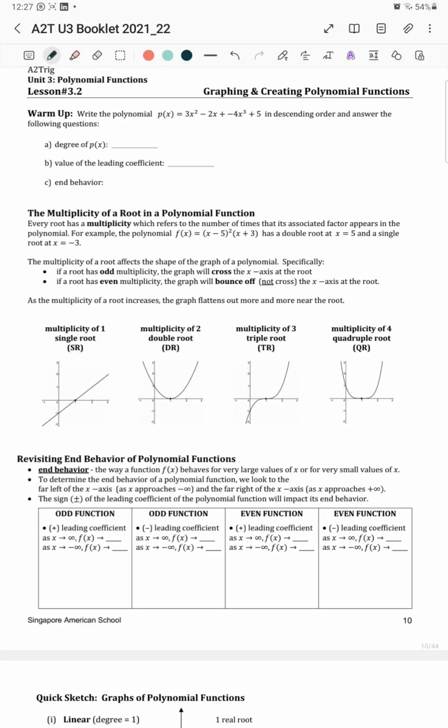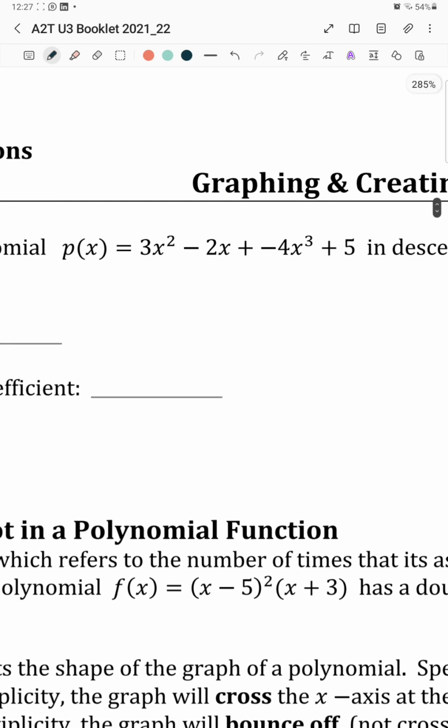Write P of x in descending order and answer the following questions. Okay, first of all we need to write the polynomial in descending order. And what is the meaning of descending? Starting from the highest degree and moving towards the lowest one.